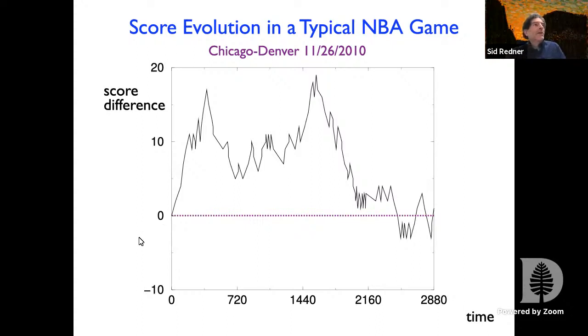And so here we have a plot as a function of time over 48 minutes or 2,880 seconds, the score difference. And in this particular game, Denver raced out to a huge lead, almost a 20-point lead, and they maintain the lead. So this is the first half. They extend the lead at the beginning of the second half. And then Chicago mounts this furious comeback. And then there's a lead change.